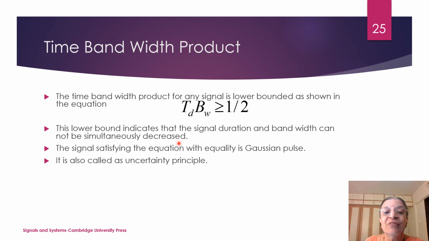The signal satisfying the equation with equality is the Gaussian pulse. So in case of a Gaussian pulse, we have limited time duration, and we also have limited bandwidth in the Fourier transform domain. This is what we call the uncertainty principle.